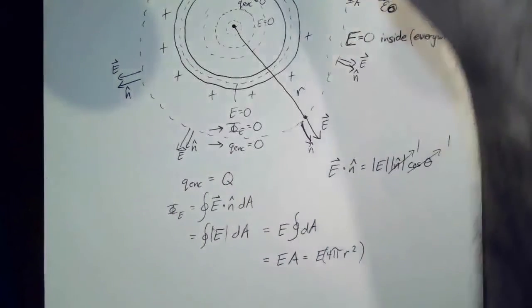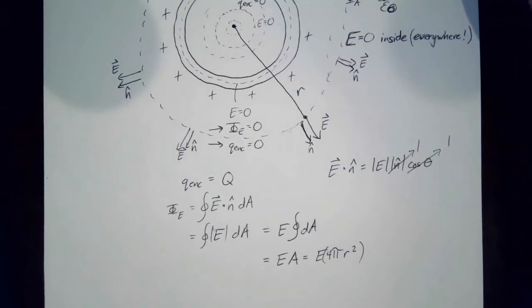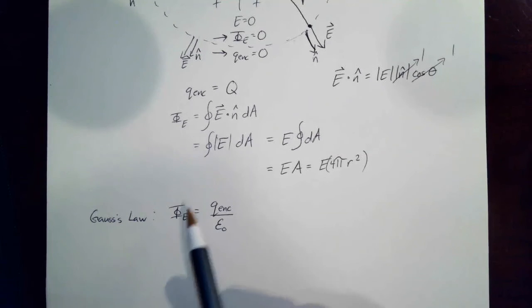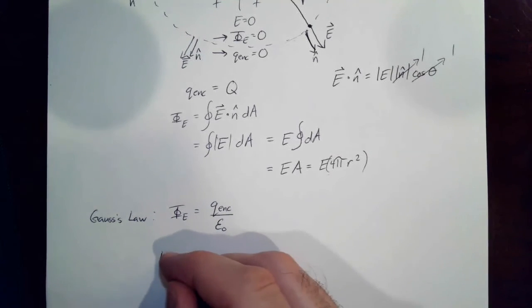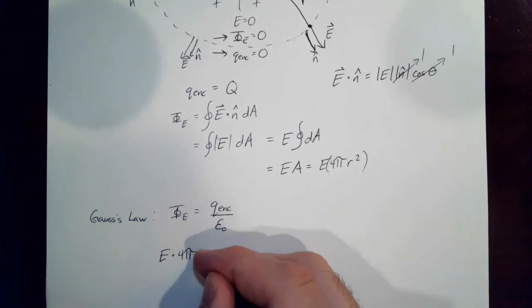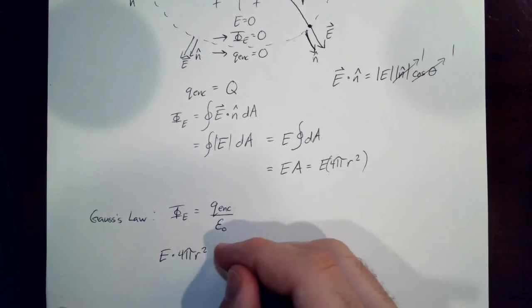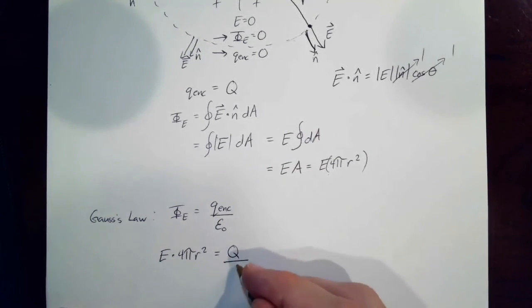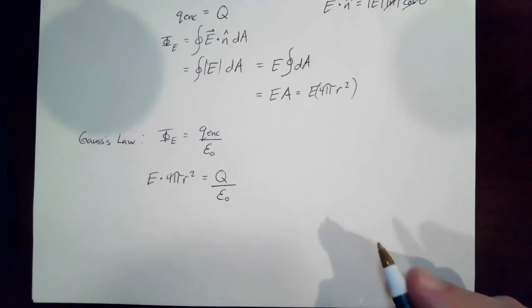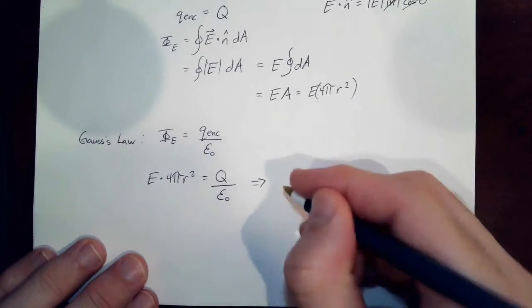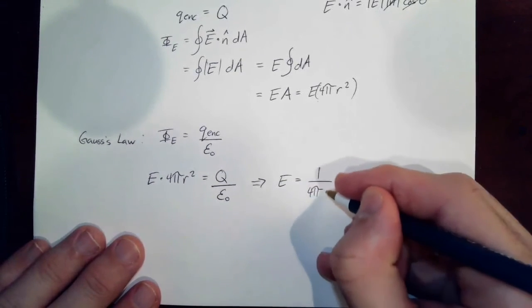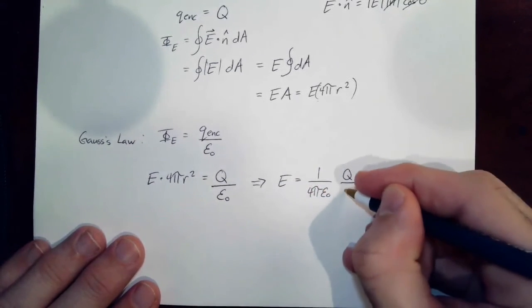The charge enclosed is Q, and so the last step is to write Gauss's law. Gauss's law says that the electric flux is equal to the charge enclosed over epsilon naught. The electric flux we just found is E times 4 pi r squared. The charge enclosed is capital Q. And then if I solve this for E, I have 1 over 4 pi epsilon naught Q over r squared.